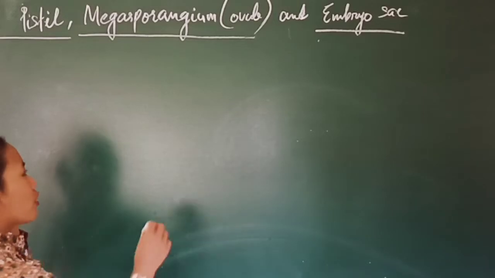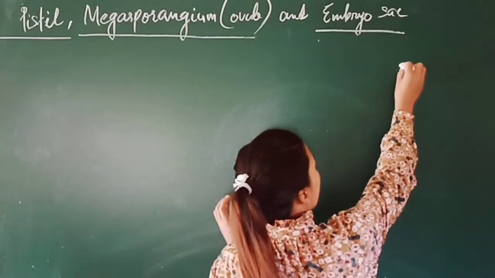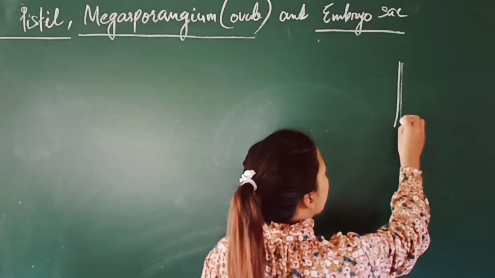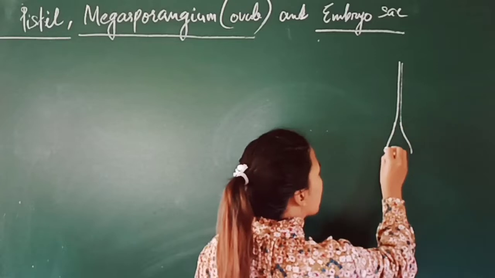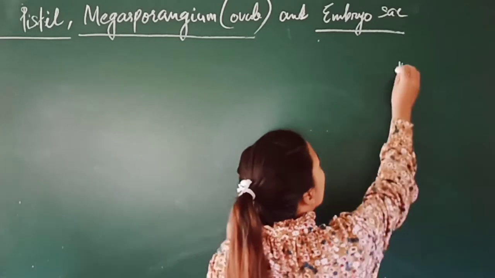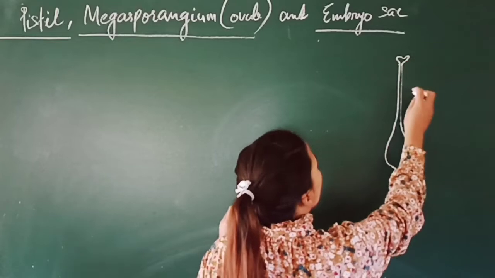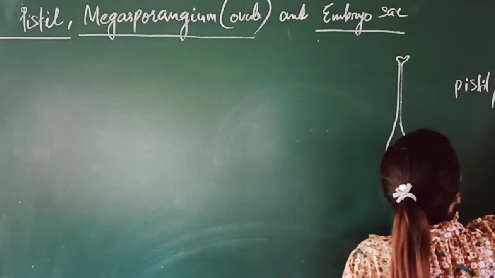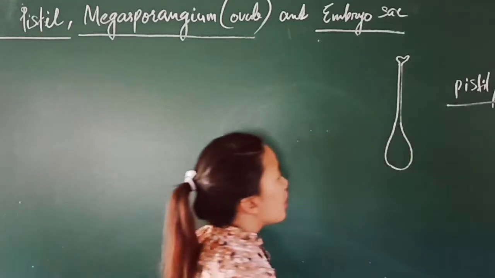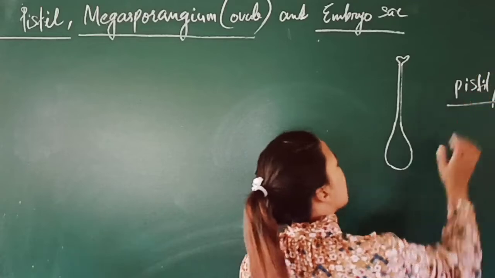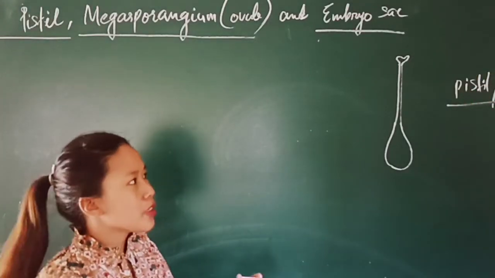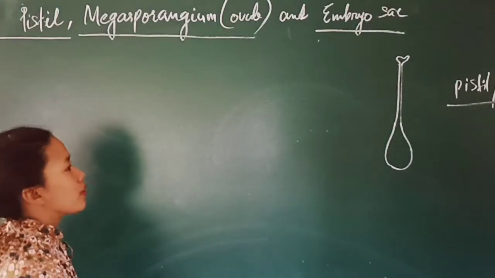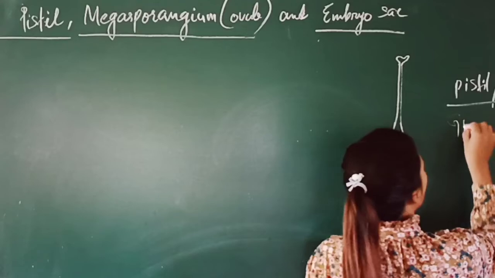Okay, let me first draw the structure of this pistil here. So pistil is this one, the female reproductive part of this flower. We call this one pistil, and also carpel. We can call it by both these names. And a collection or group of pistils or carpels, the entire pistil, we can call gynoecium. Okay, gynoecium. You know that already.